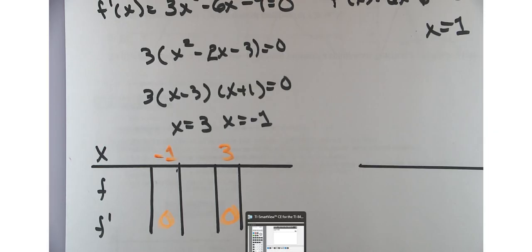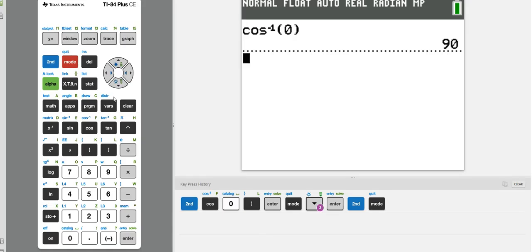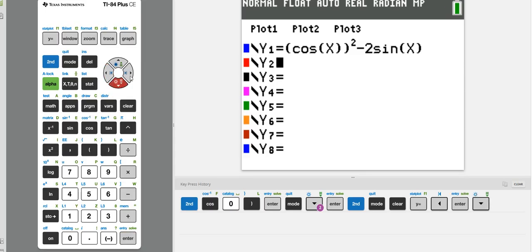If I want to know where this is positive or where this is negative in terms of the sign of this function, then I can put that function into my calculator. So let me do that. Clear this old stuff out. Oh, I don't want to clear that one out. So I'm just going to shut this one off, because we're going to use that in, I think, our next example.